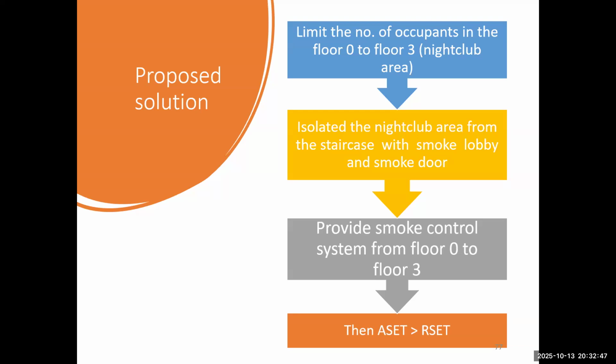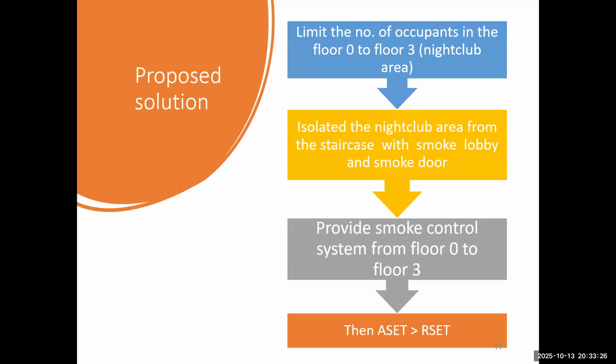The most important way is adding more exits, and the other things are that we can limit the number of people in our compartment or our nightclub. Firstly, we can limit the number of people in the nightclub to reduce the evacuation time. Then, as the student said, we can create safe zones by adding a smoke lobby and self-closing doors to protect the staircases from smoke.